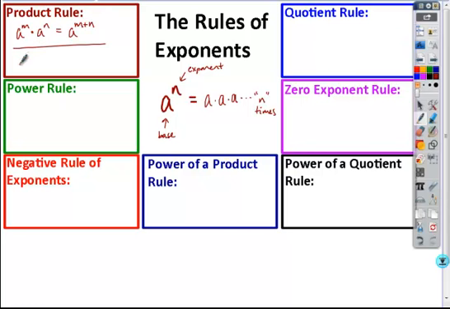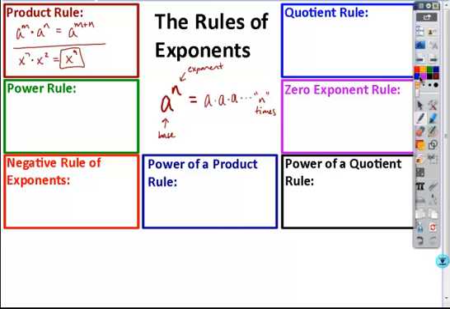So the idea would be something like this. x to the 7th times x squared is equal to x to the what? x to the ninth. You just add them together, and that gives you your power.